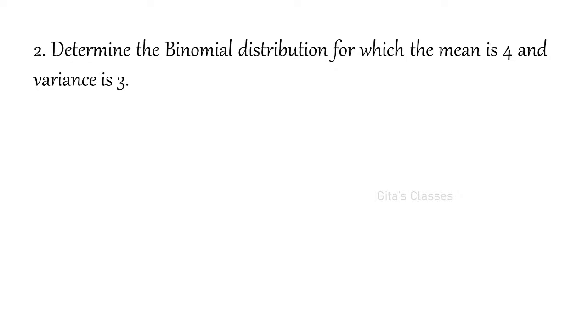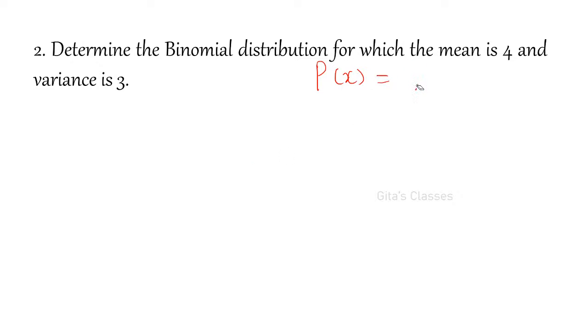Then and there you can clear your doubts. Next is: determine the binomial distribution for which mean is 4 and variance is 3. Actually, in the previous problem p of x was given. Now you are asked to find out p of x.